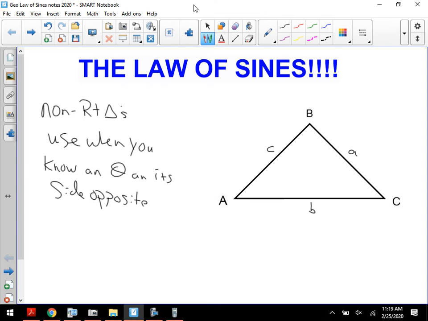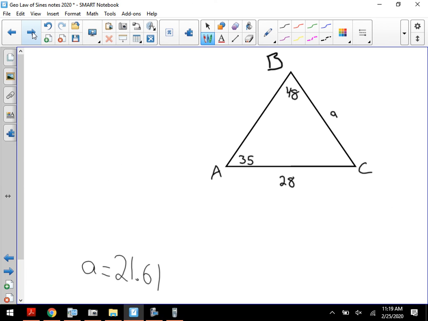Okay? For example, let's see if we get to this one. If I look at one like this, I have a triangle ABC. I gave you two angles and a side. I must have erased the other. So we have little a, little c, and little b. Okay. I usually write those lowercase letters on the interior just so you know which ones are which.